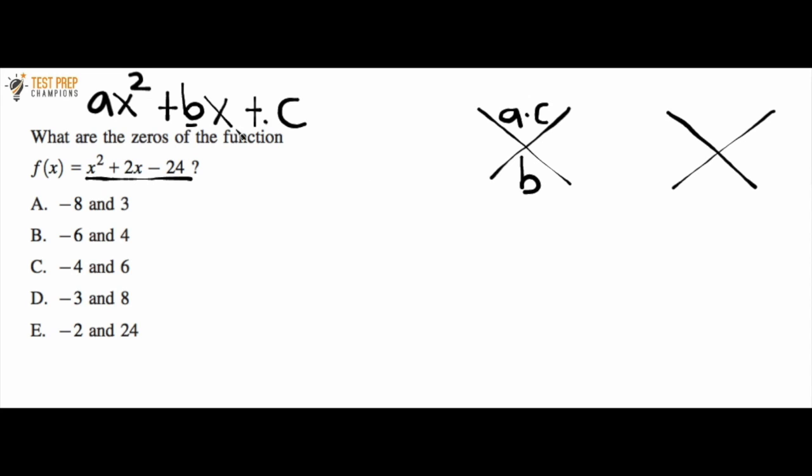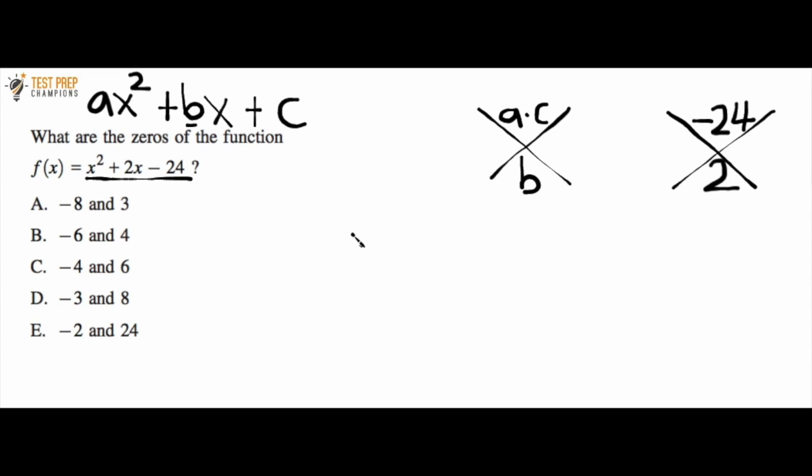So what is A times C here? Well, we have 1x squared, so we have 1 times negative 24, which is just negative 24. So if I do A times C, I get negative 24. Now, what's my B going to be? Well, I can simply look right before the x and see that that number is 2. So I simply put a 2 down here. So all I have to do is find two numbers that multiply together to give me negative 24, but they have to add up to be 2.